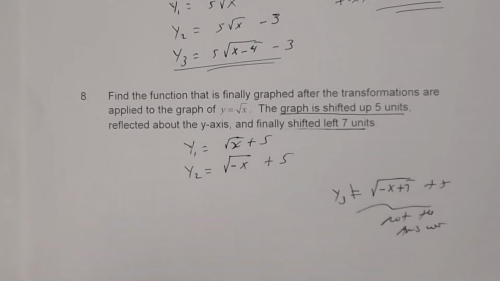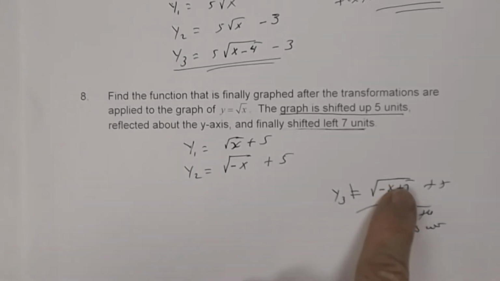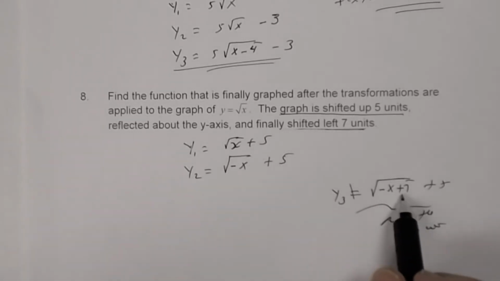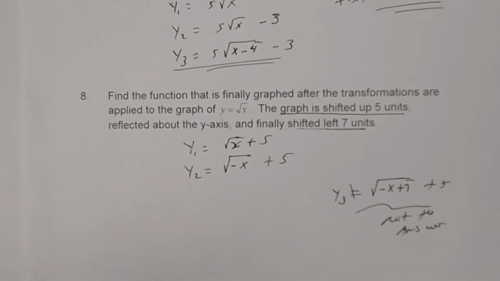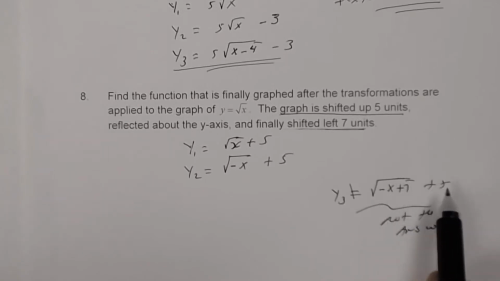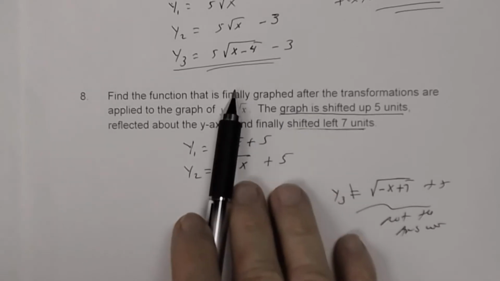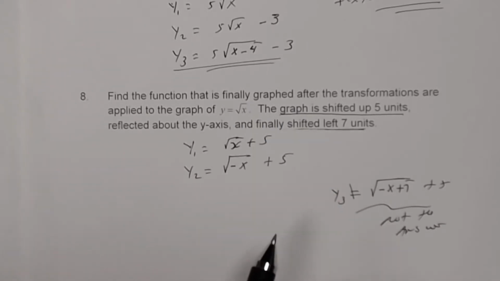If we do this, the first thing we're going to do is take the square root of x and shift it to the left 7 units, right? Okay? Then you're going to reflect, and then you're going to add 5. That graph is totally different than the order that's listed here. All right, so watch what happens.